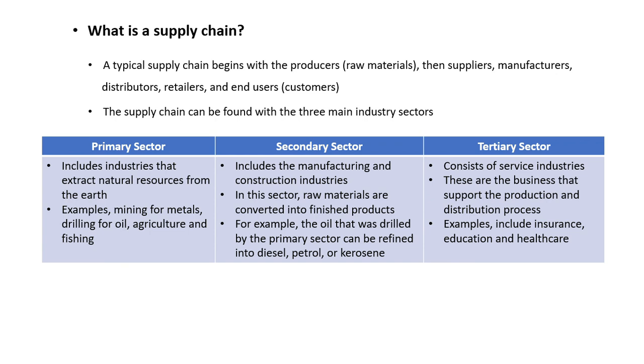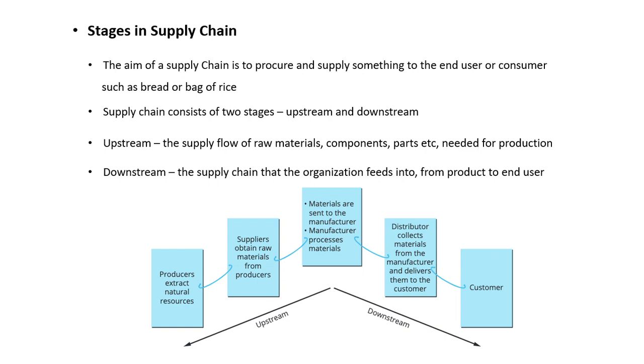The secondary sector includes the manufacturing and construction industries. In this sector, raw materials are converted into finished products. For example, the oil that was drilled by the primary sector can be refined into diesel, petrol, or kerosene. The tertiary sector consists of service industries. These are the businesses that support the production and distribution process. Examples include insurance, education, and healthcare.